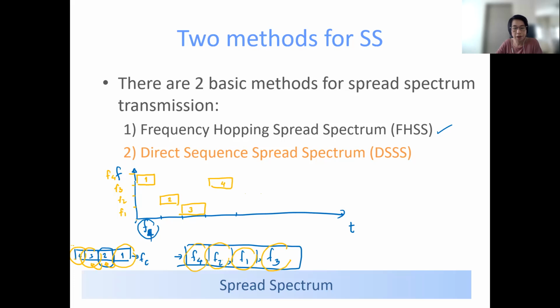So if you compare with a traditional system without the spread spectrum, you will only use this bandwidth, right? Only one bandwidth of the carrier frequency. But when you jump or hop like this, the bandwidth becomes 4 times, right? 4 times of the original or narrow band system. So this is one of the techniques that can make the bandwidth larger compared to the traditional system.